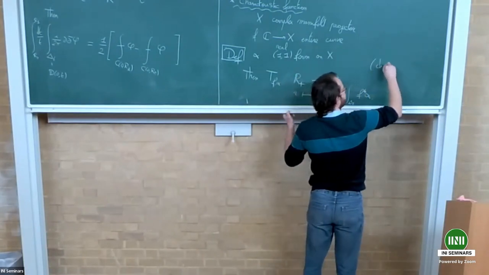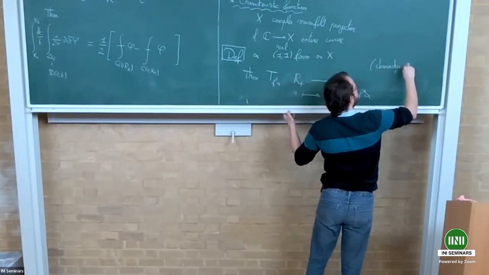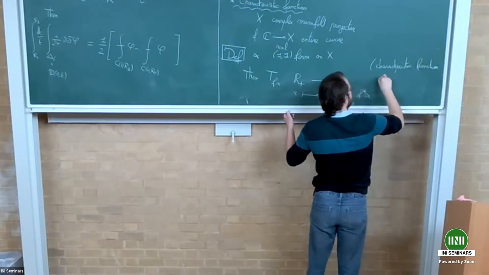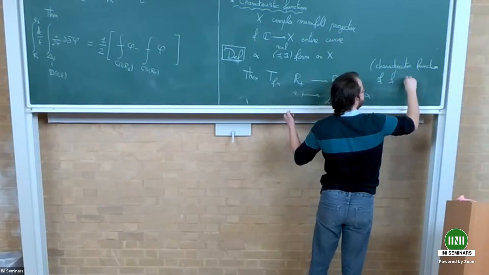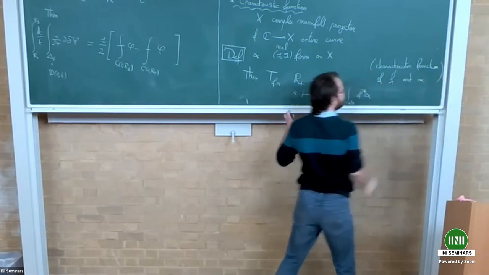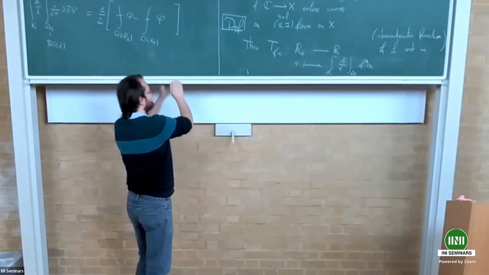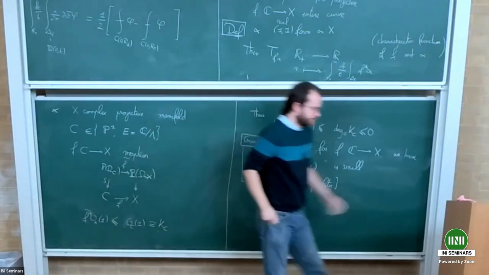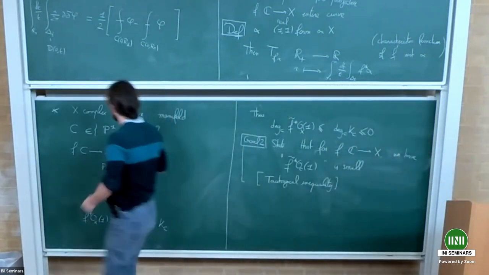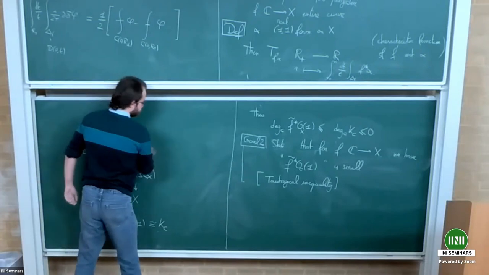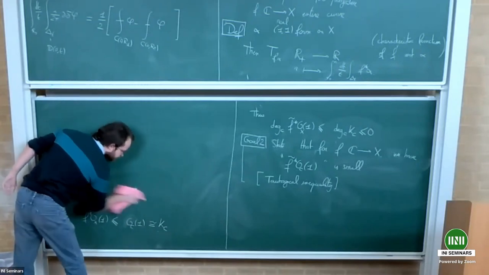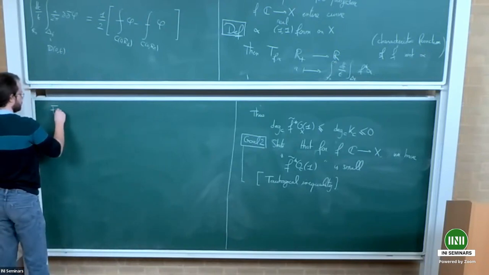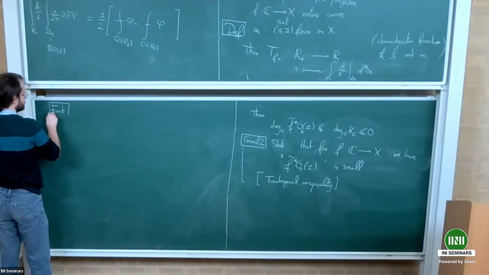So this is the characteristic function of f with respect to alpha, or maybe alpha with respect to f. Well, it doesn't really matter. Okay, and the first important fact is that if you use Jensen's formula, you see that actually up to a constant, or at least up to something bounded, this function does not depend on the choice of alpha in its cohomology class.